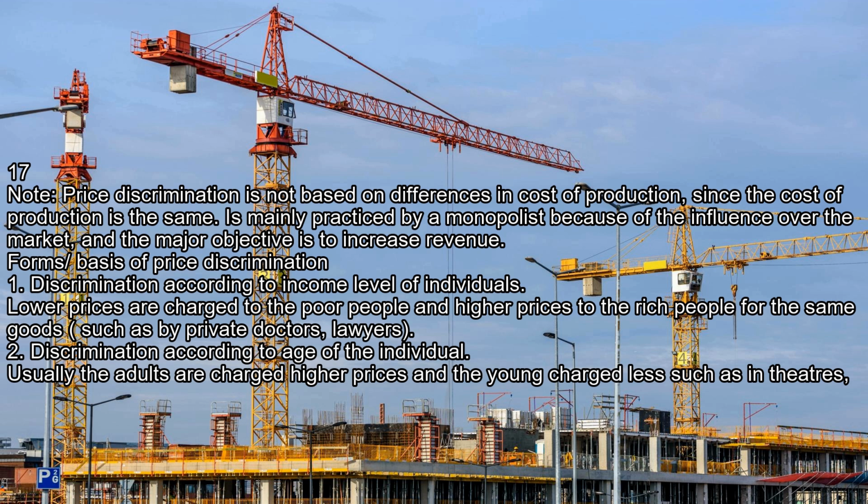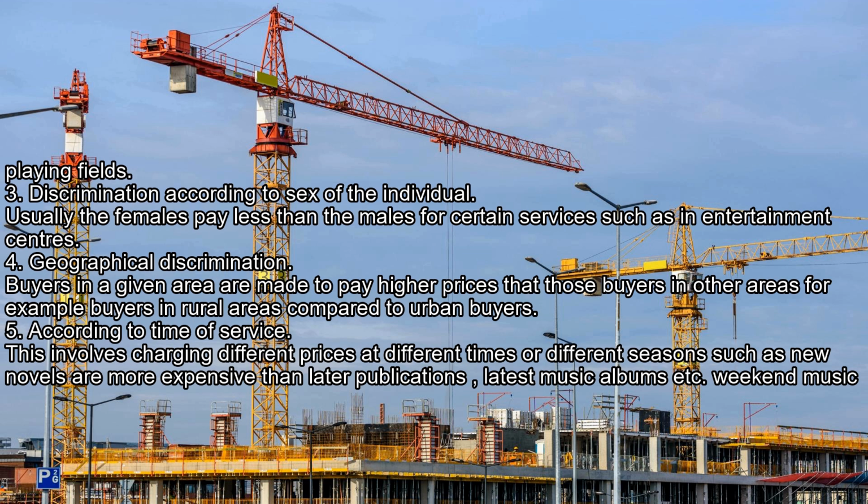2. Discrimination according to age of the individual. Usually the adults are charged high prices and the young charged less, such as in theatres and playing fields. 3. Discrimination according to sex of the individual. Usually the females pay less than the males for certain services, such as in entertainment centres. 4. Geographical discrimination. Buyers in a given area are made to pay higher prices than those buyers in other areas, for example buyers in rural areas compared to urban buyers.